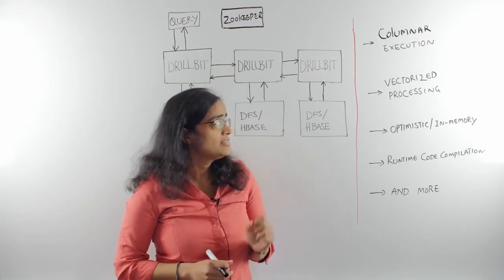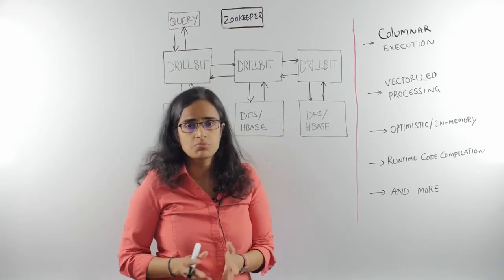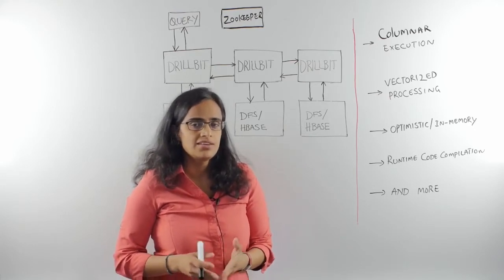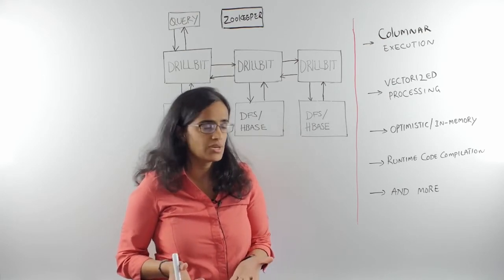What does it mean by drill in columnar storage? Drill is optimized for columnar formats such as Parquet. So if I'm querying Parquet data files with drill, it saves on disk I/O by reading only the specific columns that are required to satisfy the query.